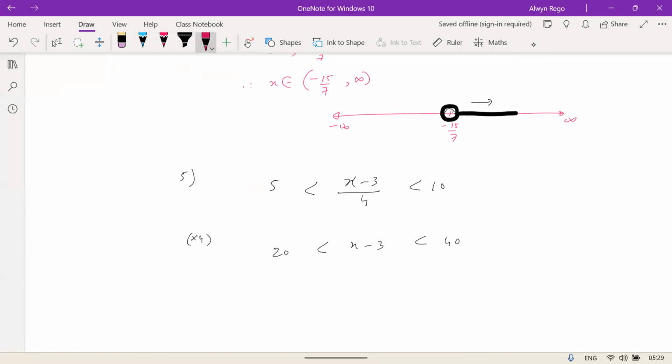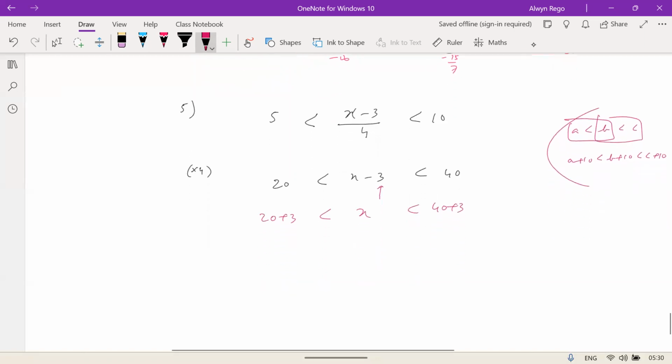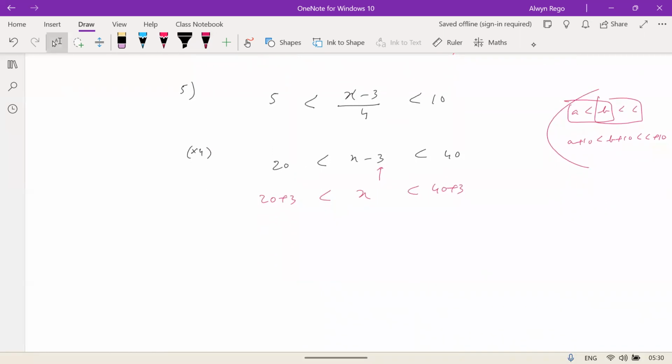So then you need to get rid of this negative 3 here. So negative 3, you add throughout the inequality. You know that if A is less than B, less than C, and if you're adding 10 throughout, then A plus 10 is less than B plus 10 is less than C plus 10. That's fair. If you look at two parts at the same time, then it is very fair actually. So you find that 20 plus 3 is less than x is less than 40 plus 3 here. Adding throughout, the inequality is not disturbed. So this becomes 23 is less than x less than 43 here.